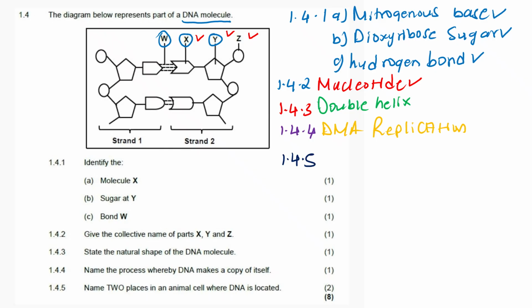Therefore, now 1.4.5. Name 2 places in animal cell where DNA is located. We know that it can be located at the mitochondria. Good. And it can also be located at a nucleus. Nucleus. Good.